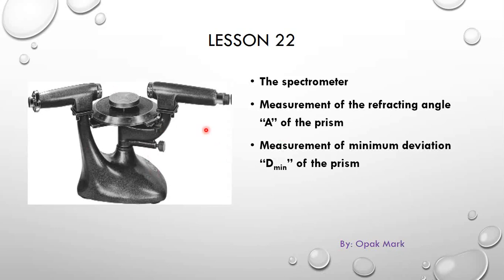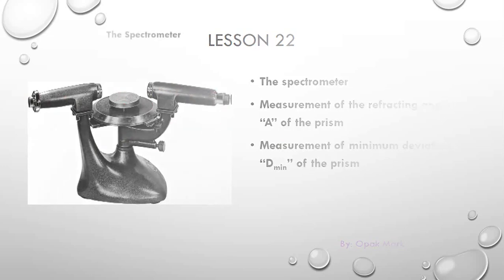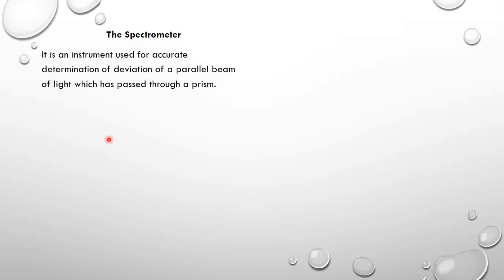So this is what we call a spectrometer. It has the collimator, the turntable, and then this is the telescope. The spectrometer is an instrument used for accurate determination of deviation of a parallel beam of light which has passed through a prism. This is important in studying optical spectra and for measurement of refractive indices of glass in the form of prisms.